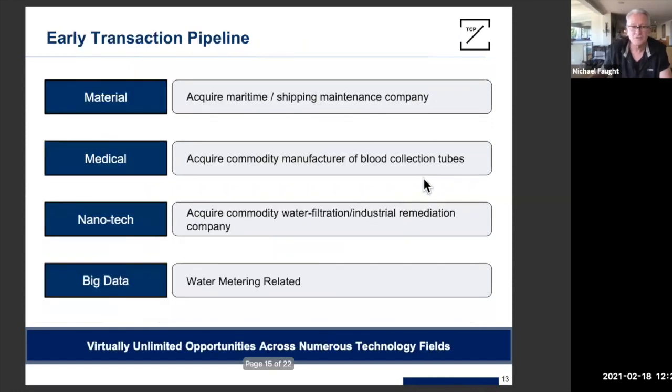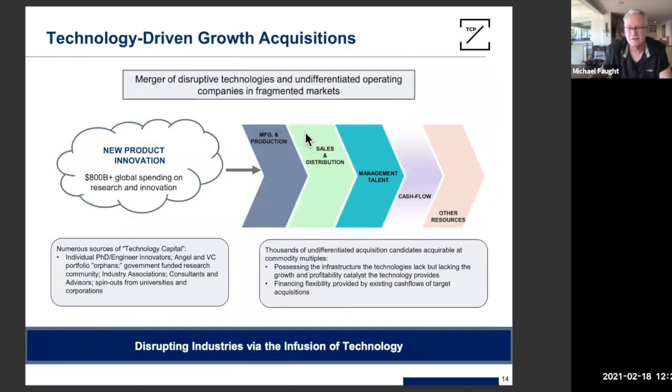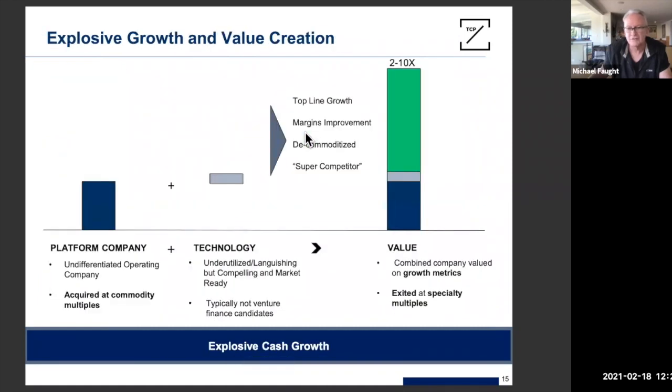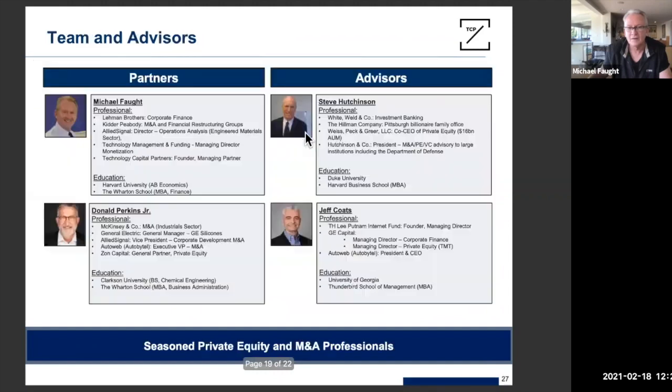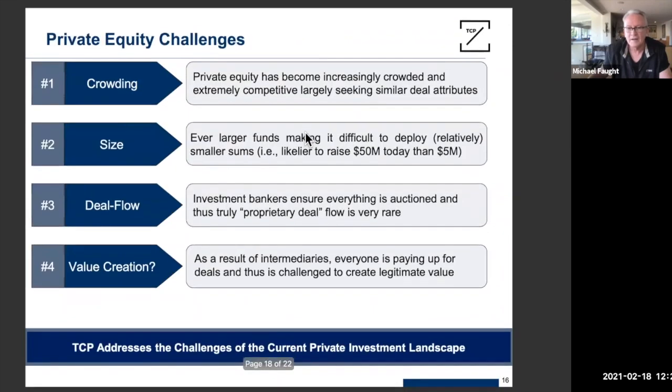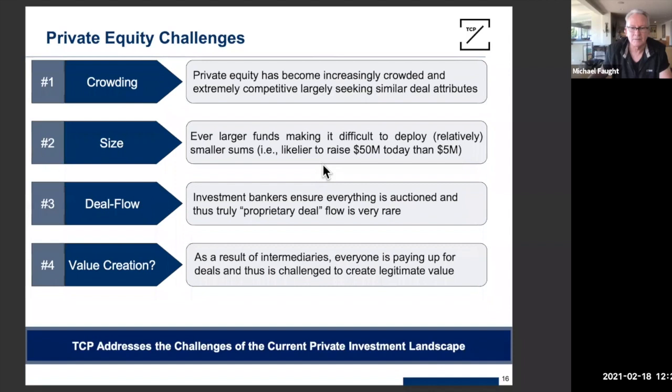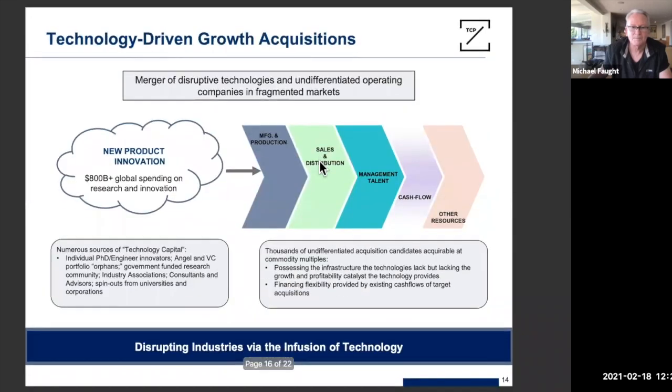Here are some examples of technologies we're looking at. Here's a description of the strategy, which is sort of repetitive. There's our team, and I'll back up here, but I think it'll let me back up.